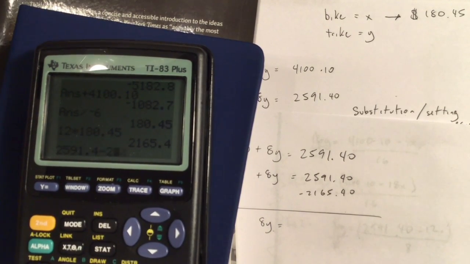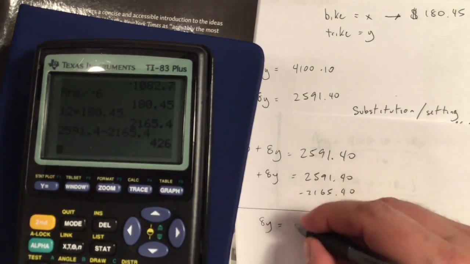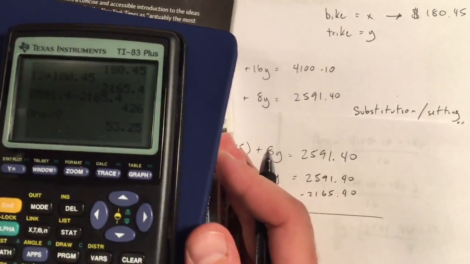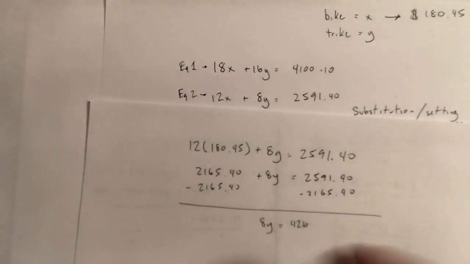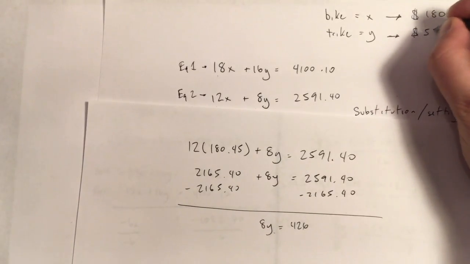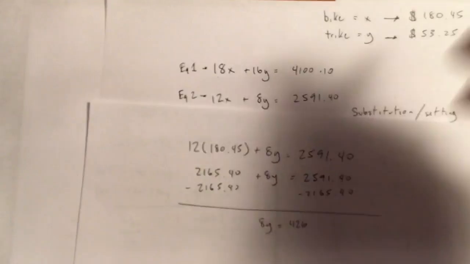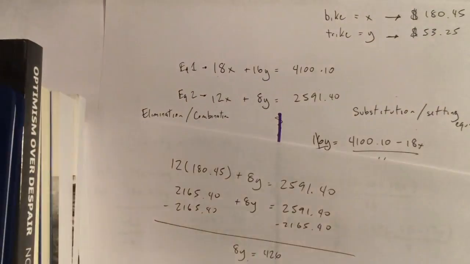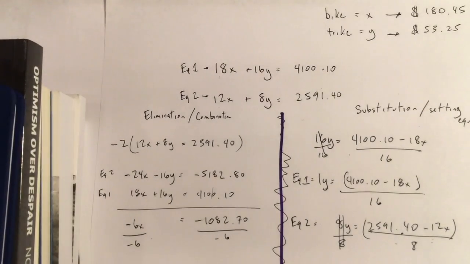This minus this is 426. And I'm just going to divide that by 8. Oh, there you go, 53.25. The cost of a trike is 53.25. All right. So if you go back, that's a lot of work.